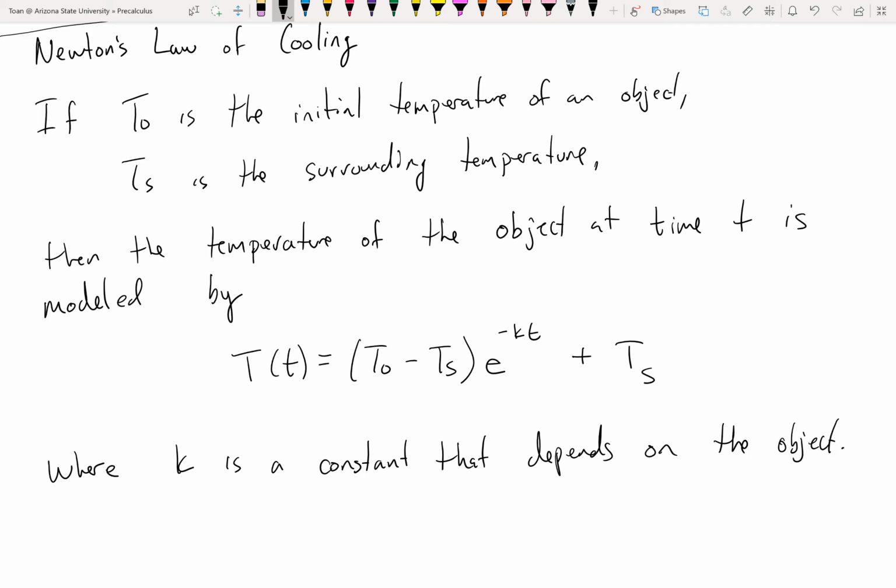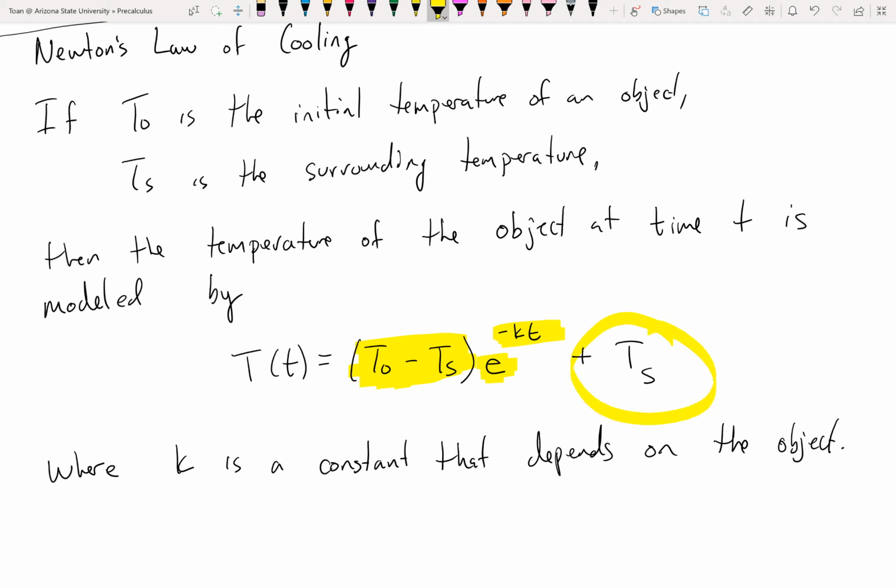So if we're talking about water or coffee or, I don't know, a turkey that you're baking in the oven, that k value will change depending on the material. And these problems will almost always involve you solving for that k value. But notice it's just a regular exponential function. It's sort of different than our compounded continuously formula, but it basically has the same skeleton. You have some amount times e raised to some exponent times t. We just have this extra t sub s here because that's sort of like the starting point.